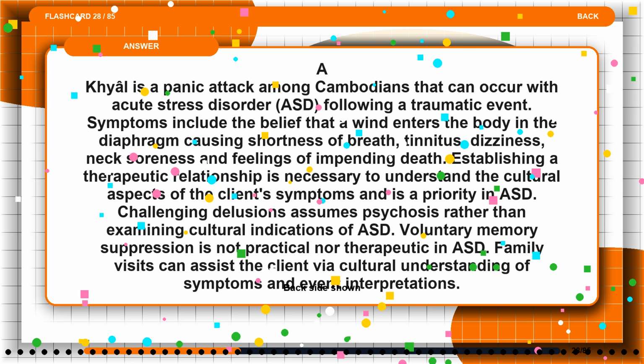Establishing a therapeutic relationship is necessary to understand the cultural aspects of the client's symptoms and is a priority in ASD. Challenging delusions assumes psychosis rather than examining cultural indications of ASD. Voluntary memory suppression is not practical nor therapeutic in ASD. Family visits can assist the client via cultural understanding of symptoms and event interpretations.